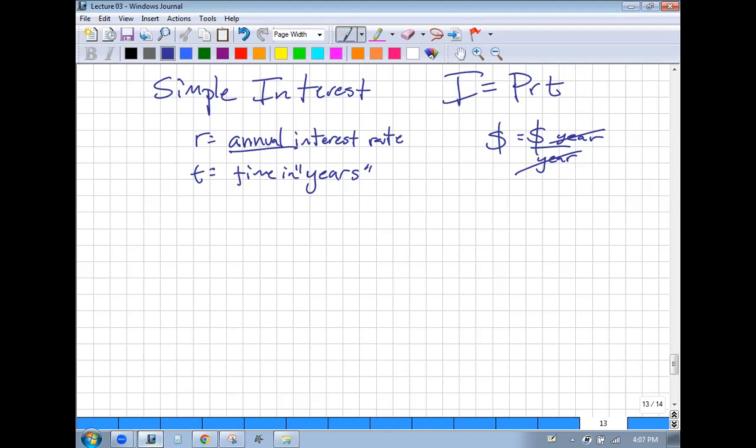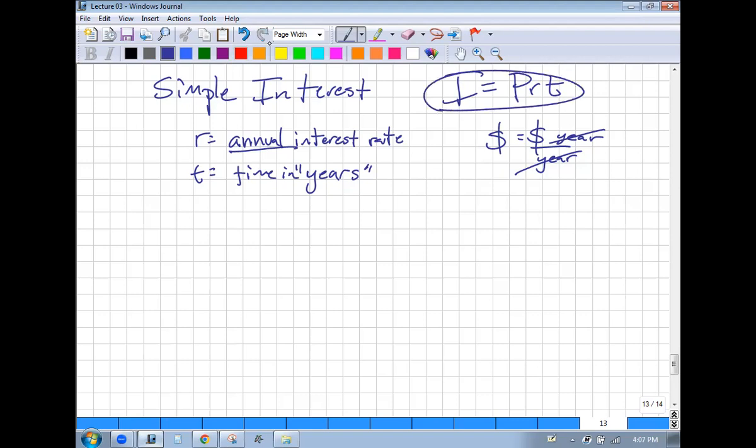We use the same formulas in biology and all that, but it might not be annual interest rate. It might be minutes instead of years, okay? So they might use the letter K instead of the letter R for the same thing, if they're talking about bacteria growing, right? It doubles every 3 minutes, something like that. So you're going to see different letters representing the same mathematical thing because it's a different context.